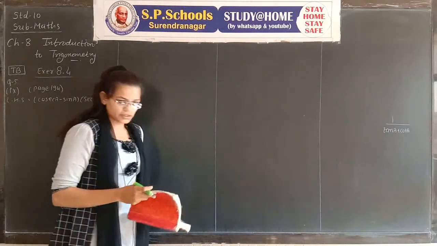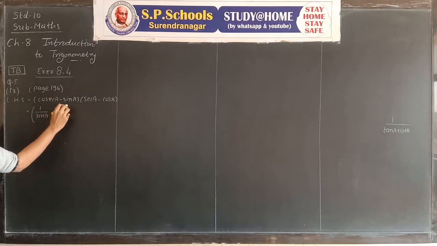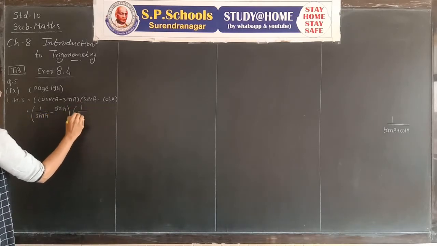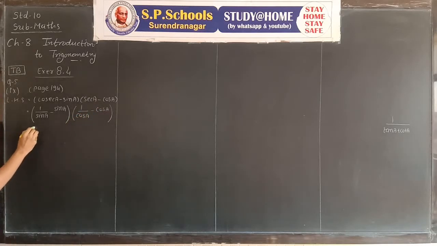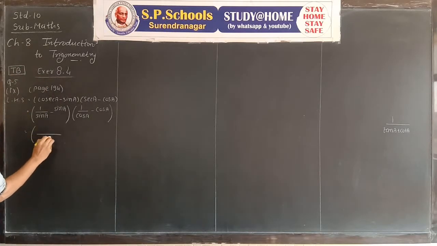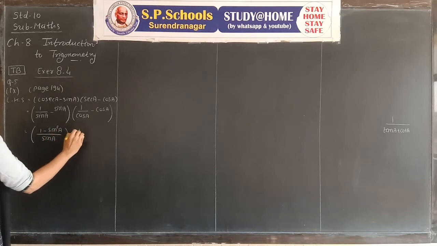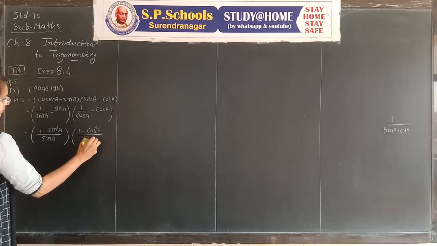First of all, we convert these trigonometric ratios into the form of sin and cos. Instead of cosec A, write 1 upon sin A, minus sin A as it is; instead of sec A, write 1 upon cos A minus cos A. Now take the LCM in both the brackets: 1 minus sin multiplied by sin, which is sin square A, bracket over, 1 minus cos square A upon cos A.